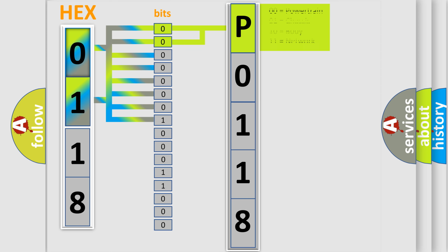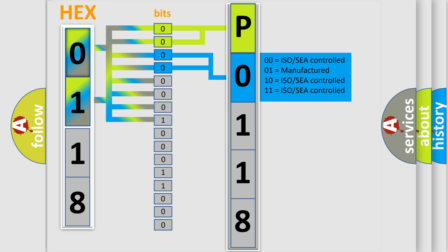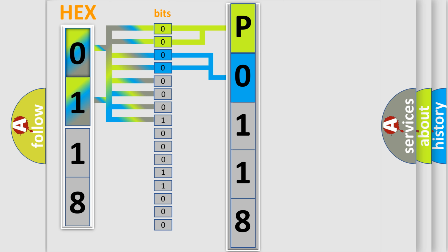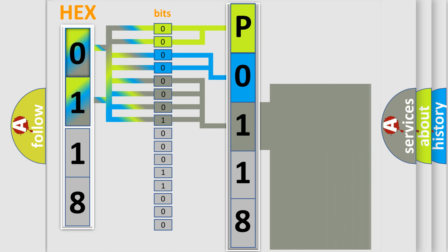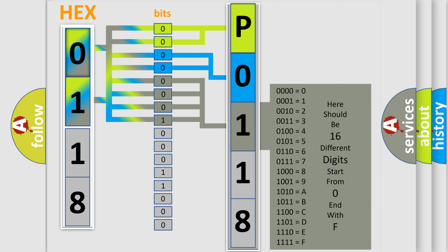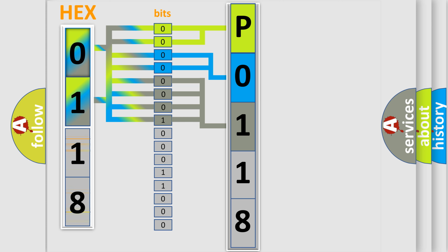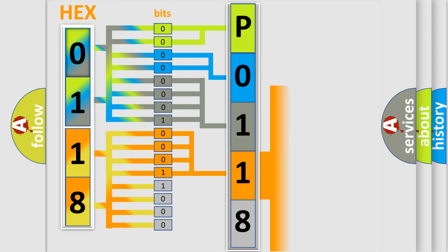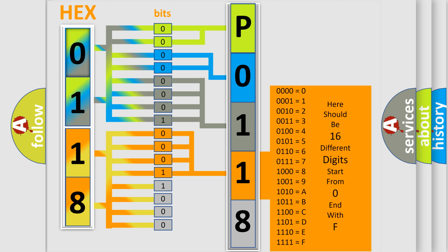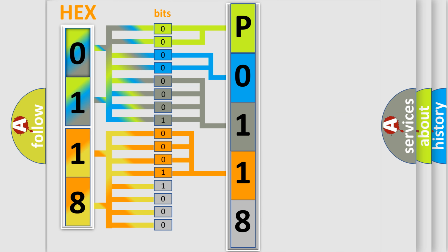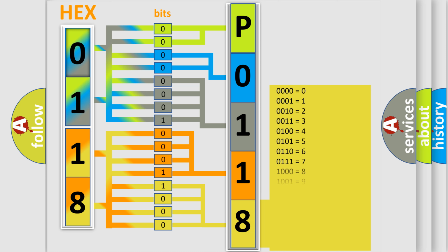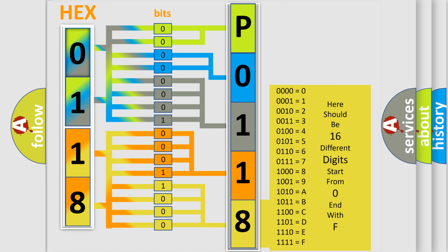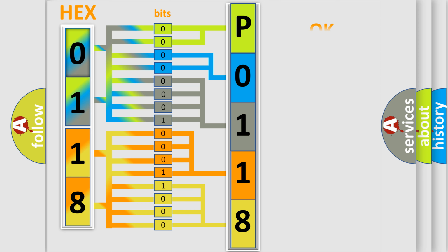By combining the first 2 bits, the basic character of the error code is expressed. The next 2 bits again determine the second character. The last bits of the first byte define the third character of the code. The second byte is composed of a combination of 8 bits. The first 4 bits determine the fourth character of the code. And the combination of the last 4 bits defines the fifth character. A single byte conceals 256 possible combinations. We now know in what way the diagnostic tool translates the received information into a more comprehensible format.